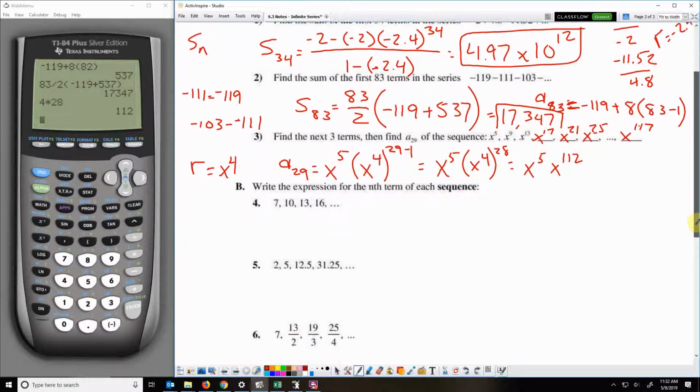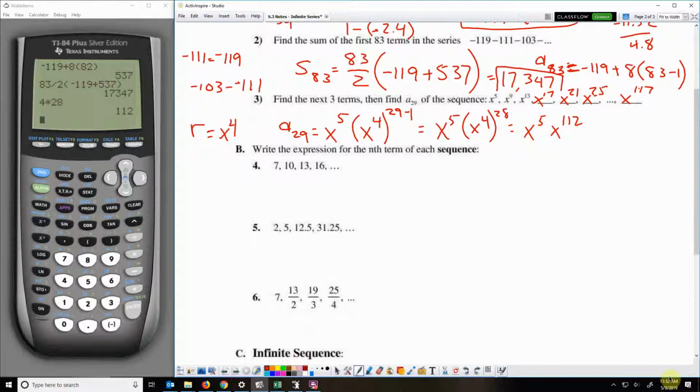Now we are going to write an expression for the nth term of a sequence. This sequence looks like plus 3, plus 3, plus 3, so I've got a common difference of 3. So I'm going back to the a sub n formula for an arithmetic sequence, and that is the first term plus the common difference times n minus 1.